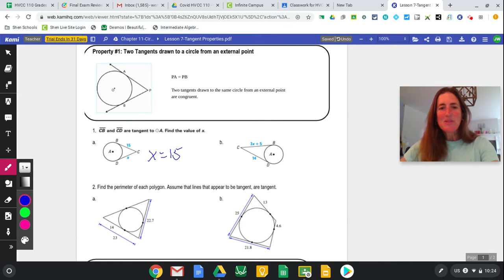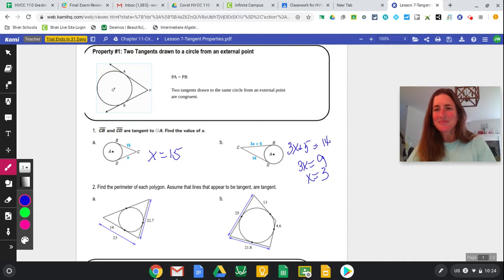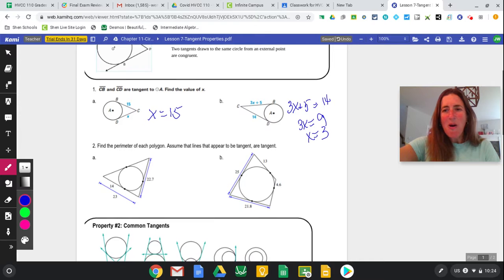All right, in the next one, we have 3x plus 5, and the other one is 14. So I'm going to set them equal to each other. And everybody loves a good algebra problem. So now we have 3x equals 9 when I subtract that over, or x is 3. Super fun stuff.